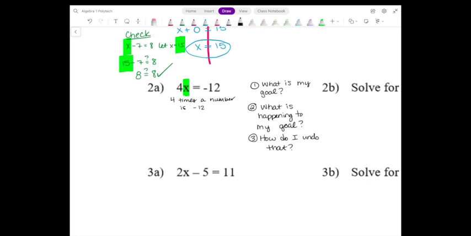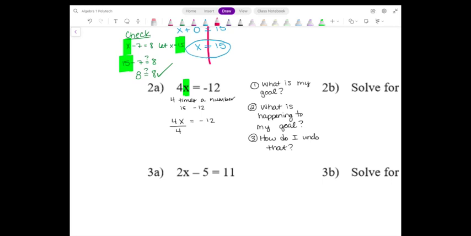So I'm going to think, okay, well, what is happening to my goal? It's being multiplied by 4. What's the opposite of multiply? Did you say divide? If so, you're right. So what we're going to do here is we're going to say that we have 4 times our goal, which is x, is equal to negative 12. And since we're multiplying by 4, all we're going to do to both sides is divide by 4.